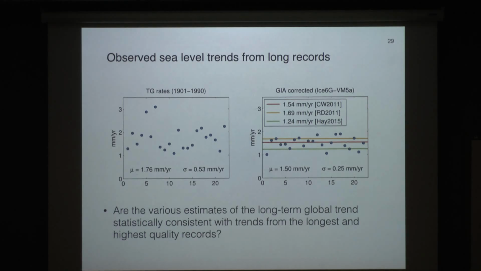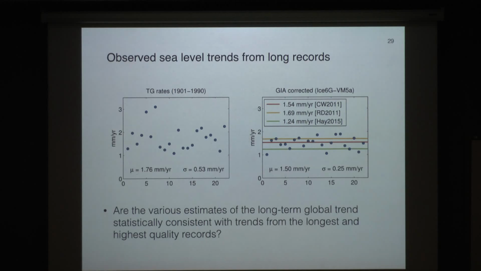And what I wanted to ask is, are the various estimates of the long-term global trend statistically consistent with the trends from the longest and highest quality records? Seems simple enough. What's your x-axis, 0 to 20? Sorry, so there's 22 gauges, so this is just per gauge. Yeah, I should have labeled that down there, you're right. So this is just per gauge, and then the trends in millimeters per year.